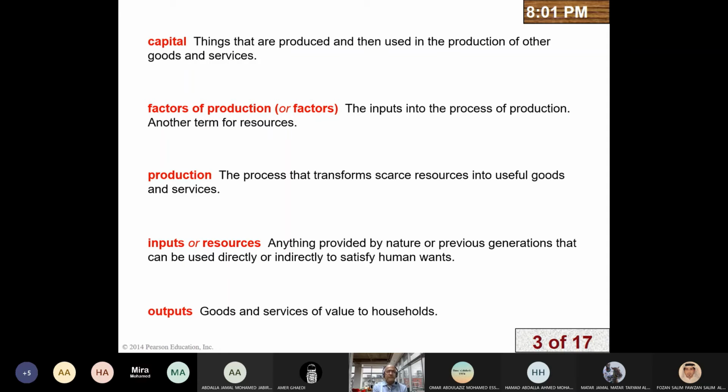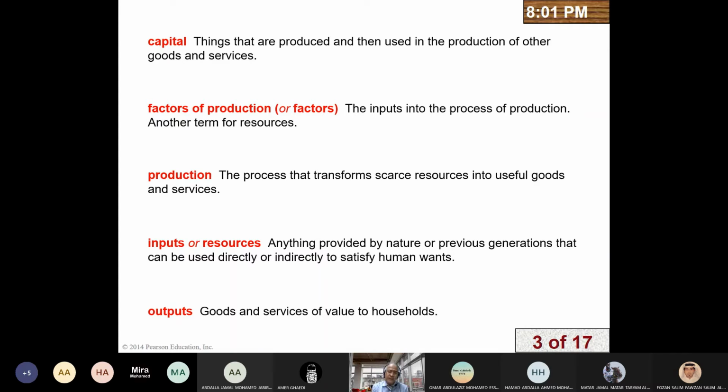Production: the process that transforms scarce resources into useful goods and services. Okay, so what is production? It is a process in which inputs transform or change into output.